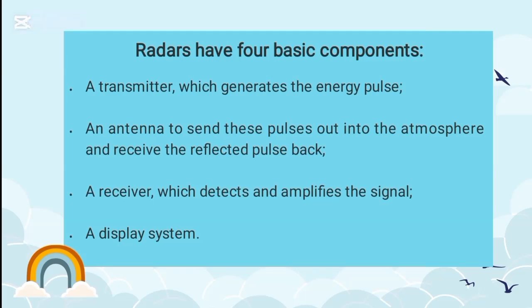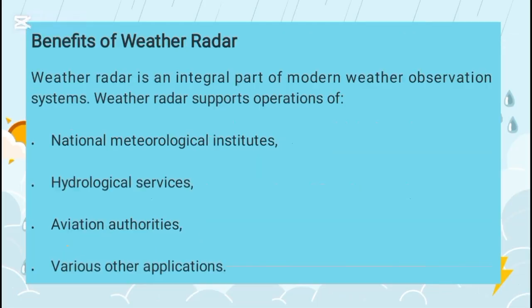So, the last is the display system. Ito naman ay nagpapakita ng impormasyon na nakuha ng radar. Ipinapakita nito ang lokasyon ng mga object tulad ng mga ulap o iba pang bagay sa atmosphere at nagbibigay ng mga detalye na ginagamit ng mga meteorologists upang magsagawa ng tumpak na weather forecasting.